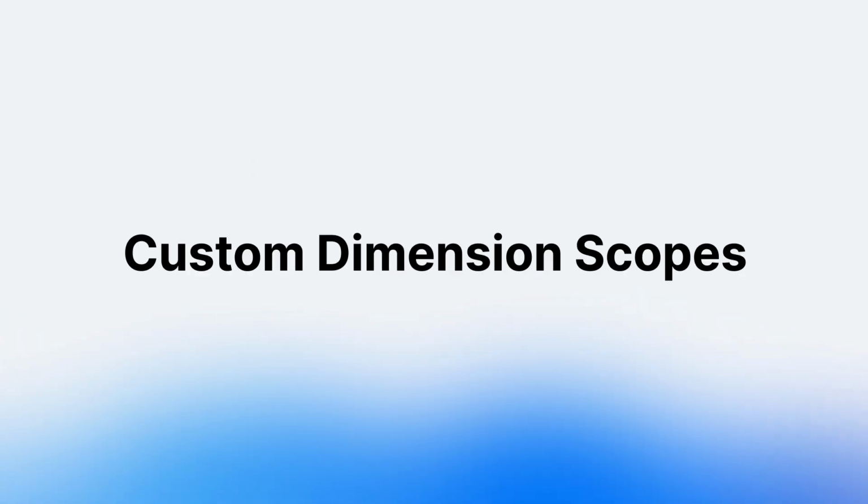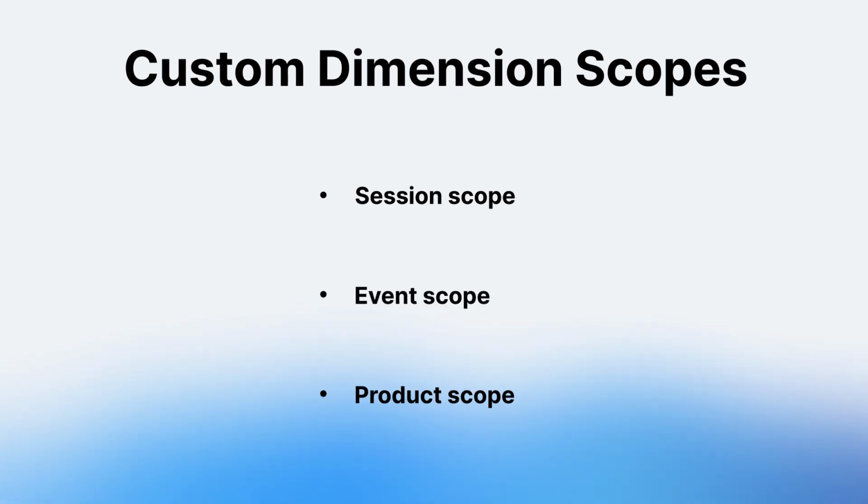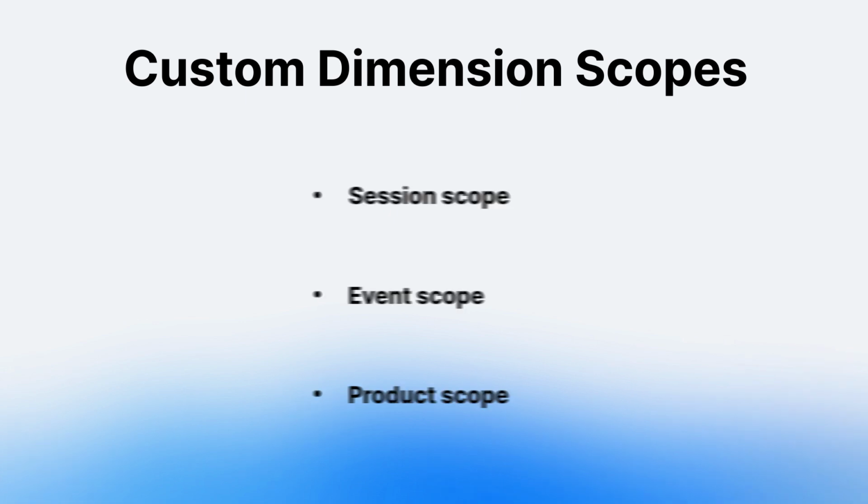Now, each dimension has a scope, and obviously that includes custom dimensions. So we're going to have to decide on a custom dimension scope, and we have three options. Those are session, event, or product scope, although product scope is reserved for e-commerce websites. Again, I've explained this and other key concepts in a video to which I've dropped the link in the description. But it will be useful to recap on the scopes and what they are, so let's have a closer look.